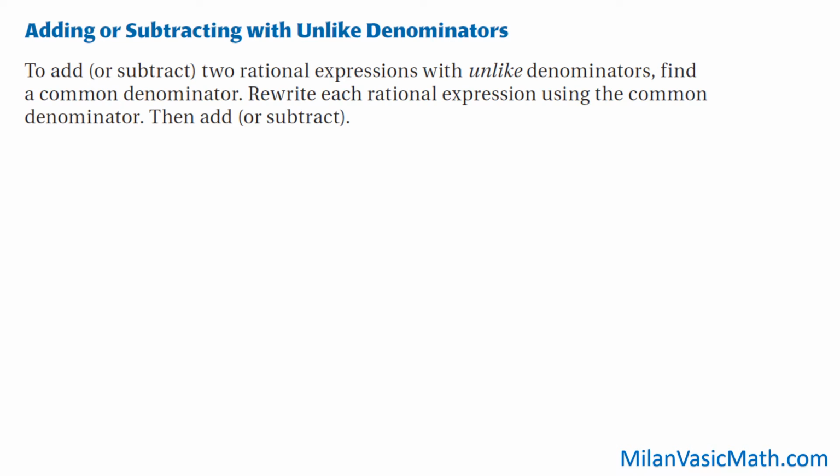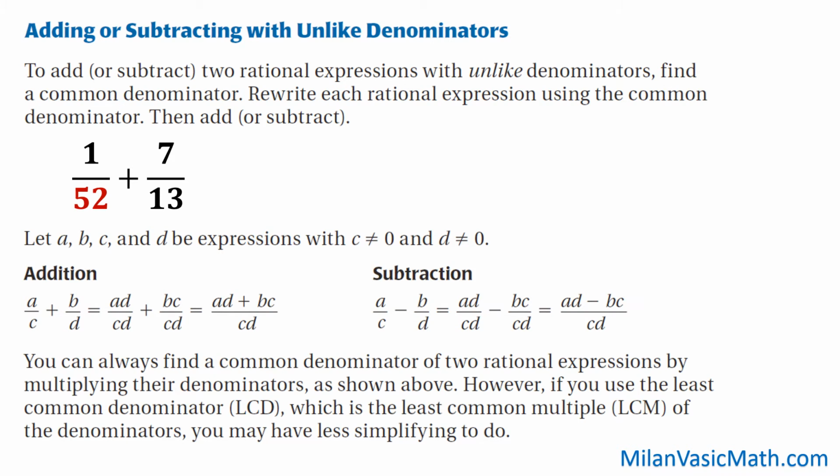Adding or subtracting with unlike denominators. Now, if you have 1 divided by 52 plus 7/13, now we have to think back to least common denominators. So if you recall, one of the quick ways to get a common denominator is you could just multiply the two numbers, and that gives you a common denominator. However, you might have to work with larger numbers than you want. So it's always better to work with the least common denominator.